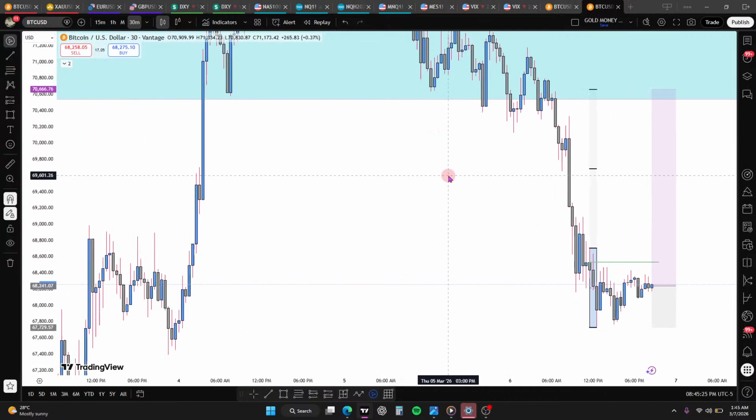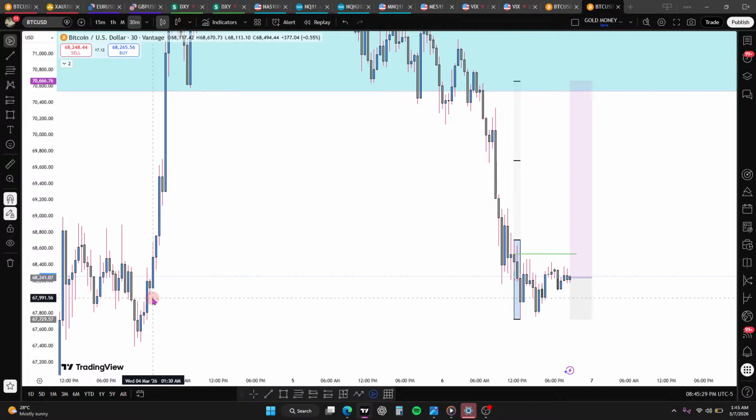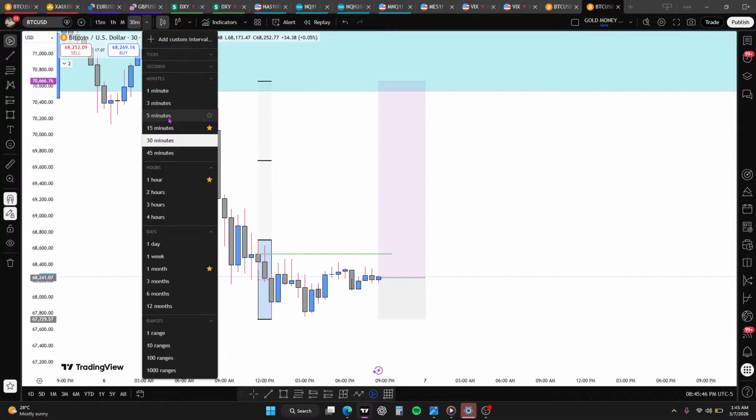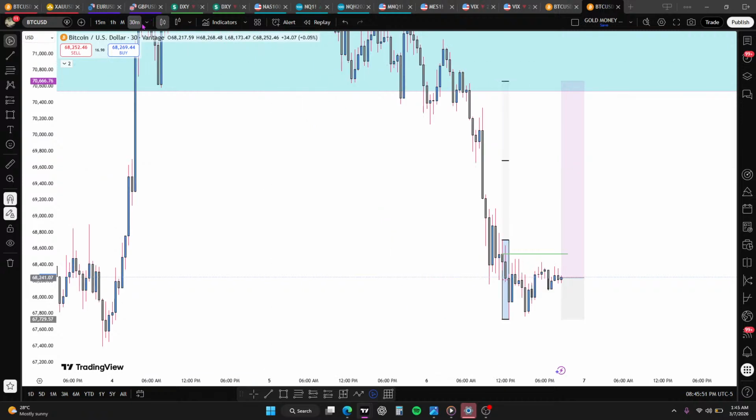But some additional confluence is the fact that we've taken two inefficiencies out. So we've rebalanced two inefficiencies here on the same time frame that this order block is being printed on, right? So I'm hoping for these standard deviations. And so that's my higher time frame premise, okay?